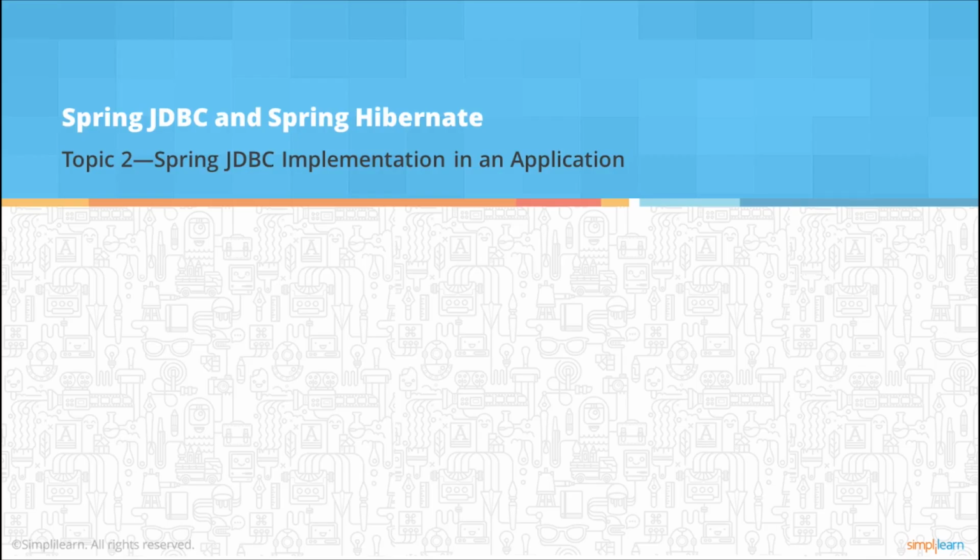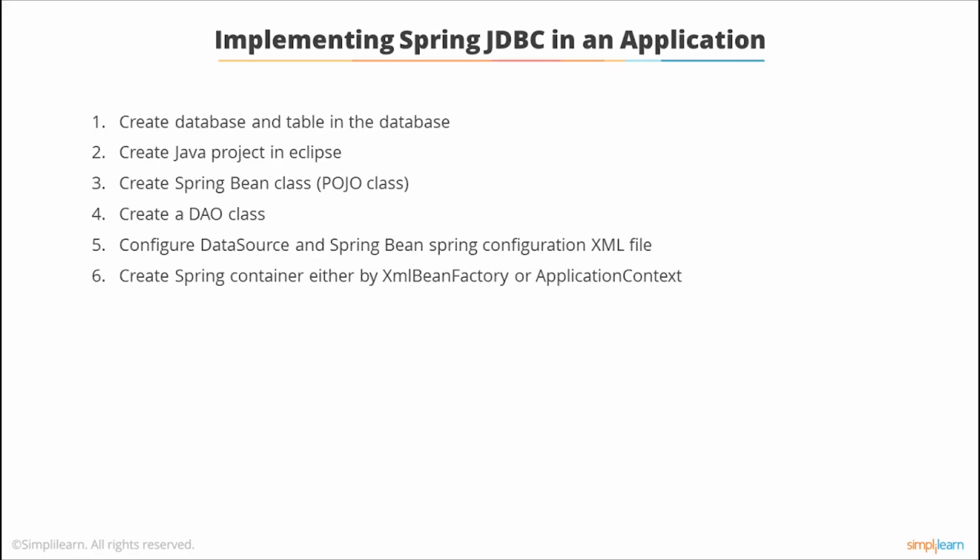Let's talk about Spring JDBC implementation in an application. To implement, we create a database and table in the database. We then create Java projects in Eclipse. We then create the Spring Bean class or the POJO. We then create a DAO. We then configure the data source and Spring configuration XML file. We then create Spring Bean or Spring container either by XML Bean factory or application context.